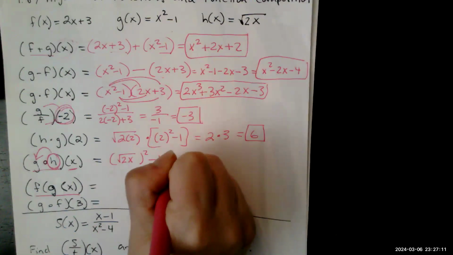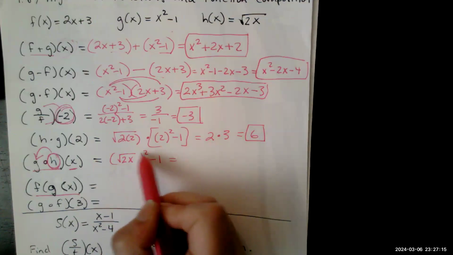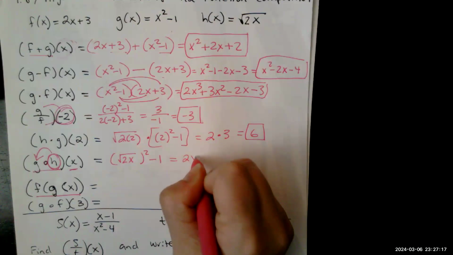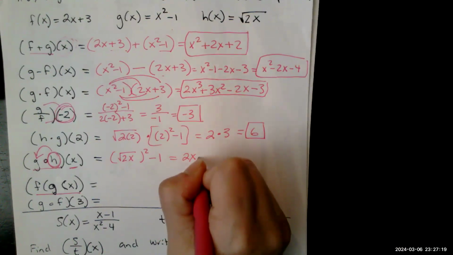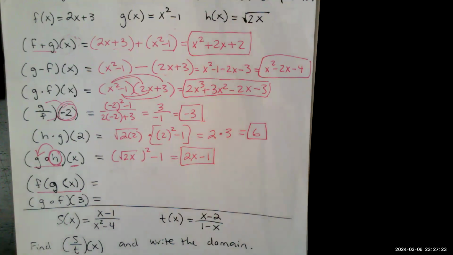And then you just see if there's anything you can do to reduce it. A square root being squared really just wipes out. So you have 2x, and then you have this minus 1, and you can't go any further because those are not like terms.